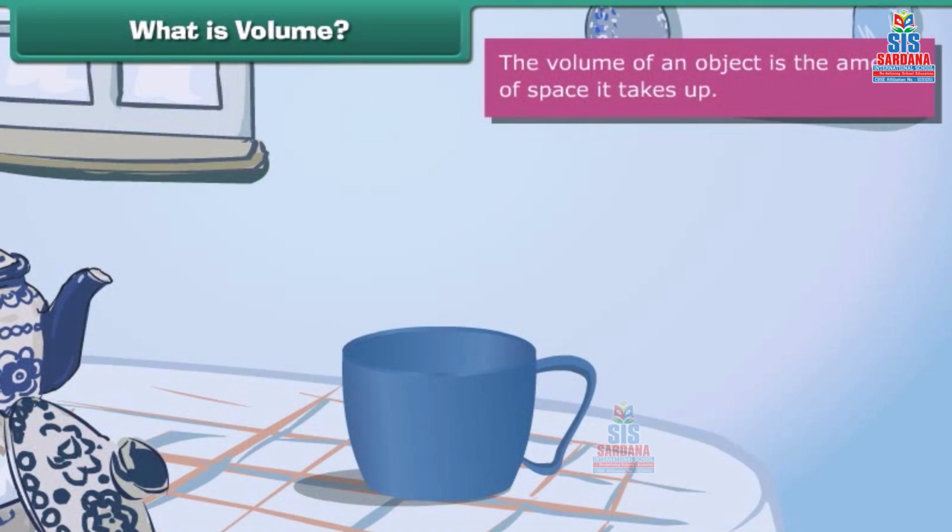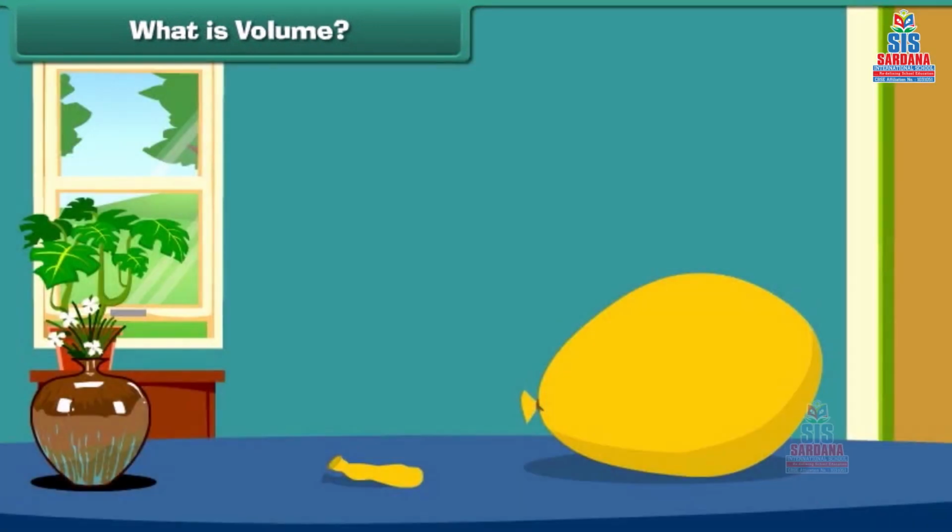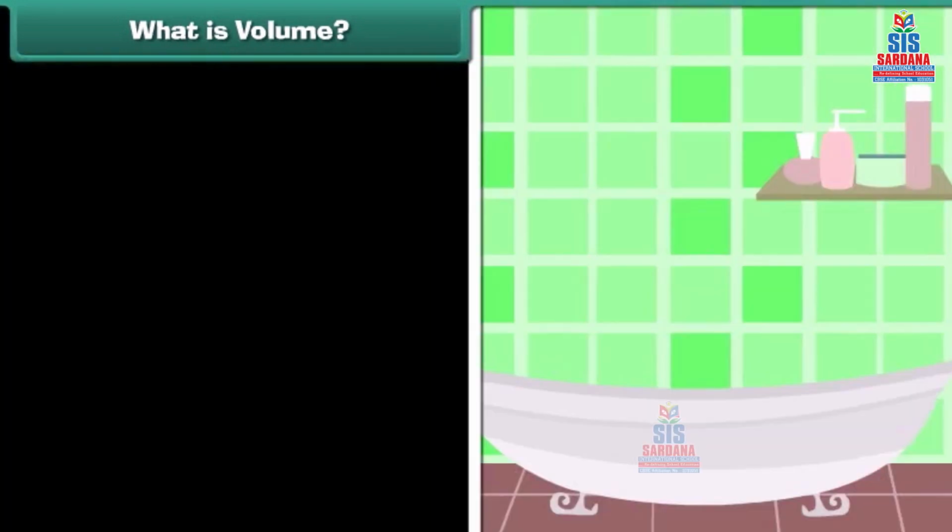The volume of an object is the amount of space it takes up. For example, an inflated balloon takes up more space than an empty balloon. That means a balloon that is blown up has more volume than one that hasn't been blown up. Volume can also show capacity, how much a container can hold. A bathtub has more volume than a cup of coffee.